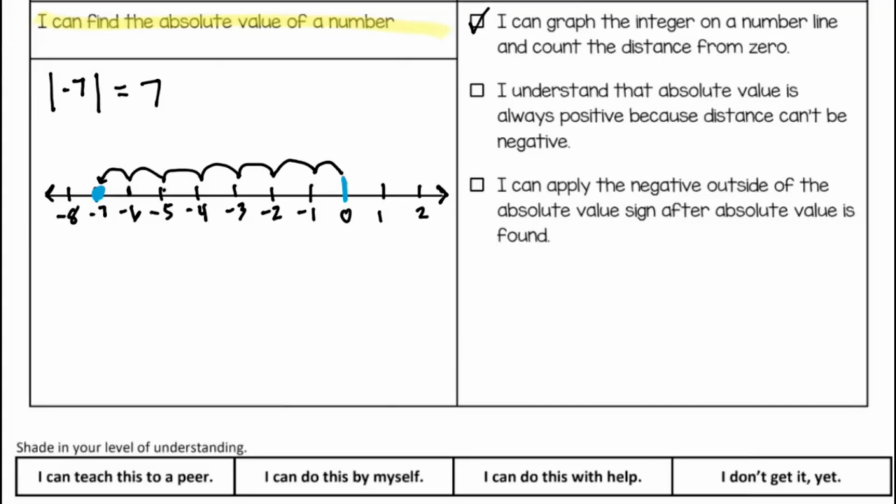I understand that absolute value is always positive because distance can't be negative. So when we're finding absolute value, because it's distance, if you think about running a mile backwards, you still ran a mile. If I drive a car in reverse 7 miles, I still drove 7 miles. So it's always positive.